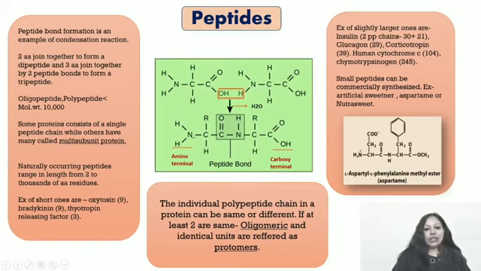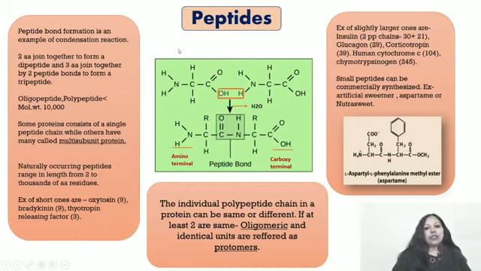When 2 amino acids join together, it results in the formation of a dipeptide having one peptide bond. And when 3 amino acids join together, it results in the formation of a tripeptide having 2 peptide bonds. Don't ever confuse the di and tri terms with respect to the peptide bond, because a dipeptide contains one peptide bond having 2 amino acid residues. As in the case of amino acids, it also has an amino terminal and a carboxyl terminal.